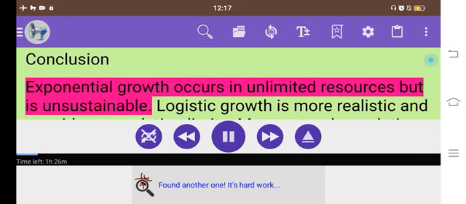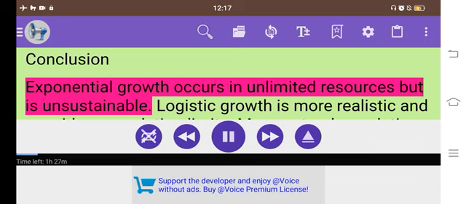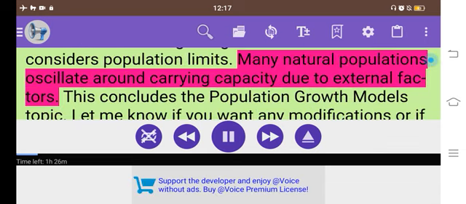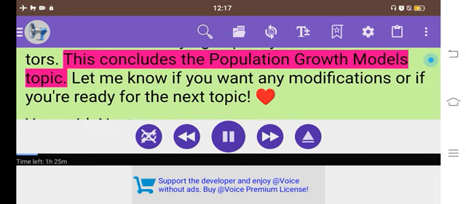Conclusion. Exponential growth occurs in unlimited resources but is unsustainable. Logistic growth is more realistic and considers population limits. Many natural populations oscillate around carrying capacity due to external factors. This concludes the population growth models topic.